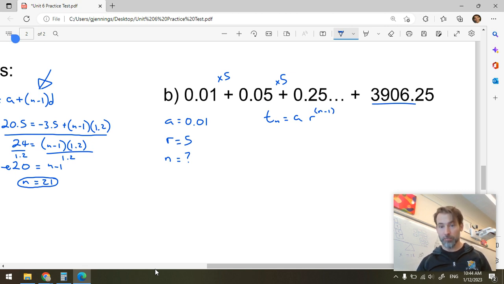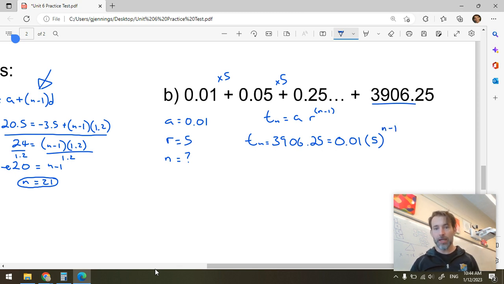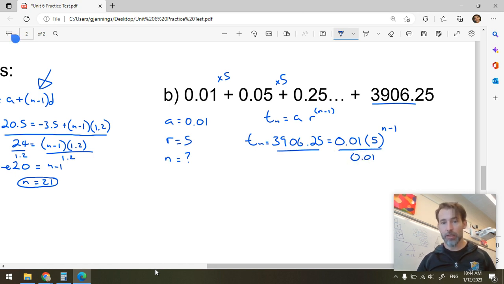And in this case, Tn is equal to 3906.25, which is equal to a, the first term, 0.01, multiplied by 5 raised to the power n minus 1. Okay? And now simplify this as much as you can. Divide both sides by 0.01. And you will find that that's just the number 390625 equals 5 to the some power n minus 1.